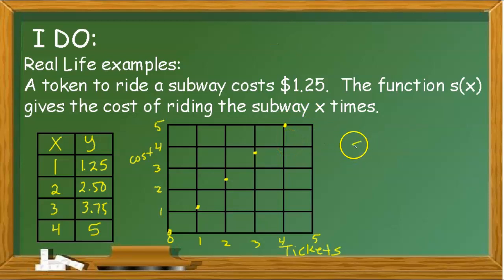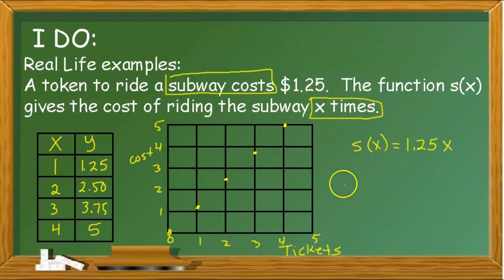Now we could also write an equation, because the cost to ride the subway X times would be $1.25 for every ticket. And again, S of X is your function notation. It usually has something to do with what you're doing. So this would be S for subway cost, X for the number of times that you ride the subway. Not all of them have to do that. The generic one is just F of X, but anytime you can change it to something that makes sense to your problem, the better.